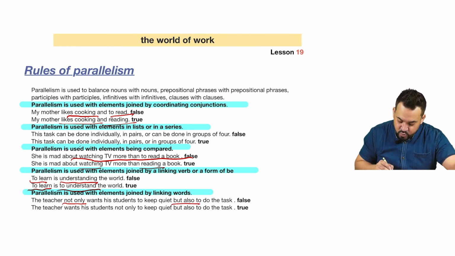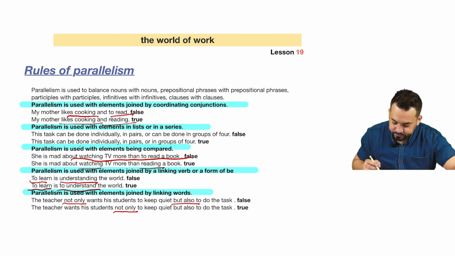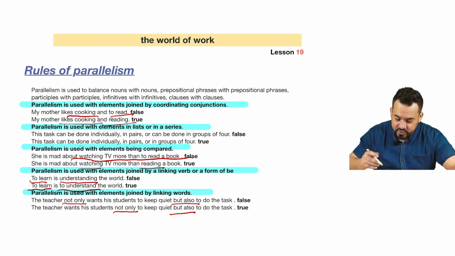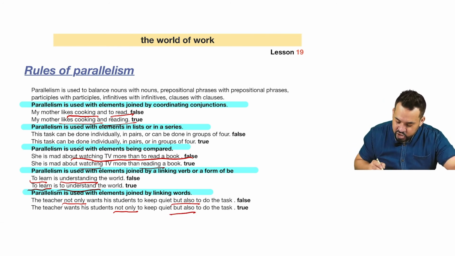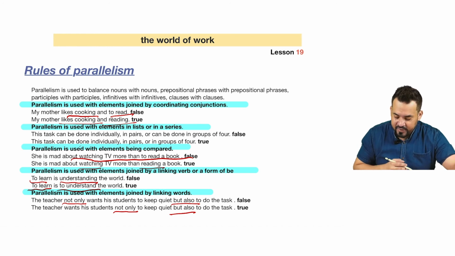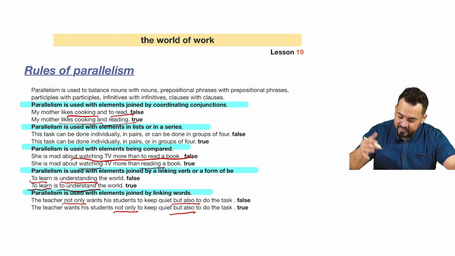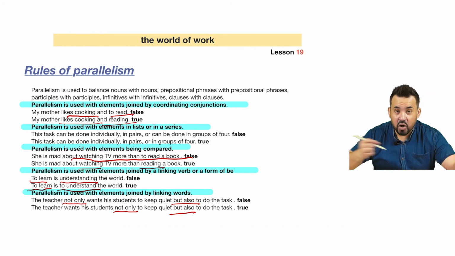The correct sentence will be, the teacher wants his students not only to keep quiet, but also to do the task. So you see the use of the linking words here? Not only, but also. This is the linking word. So the teacher not only wants his students to keep quiet, but also to do the task. This is false. The correct sentence will be, the teacher wants his students not only to keep quiet, but also to do the task.